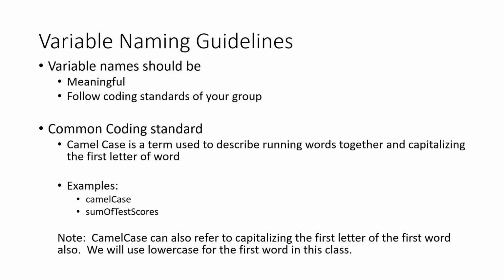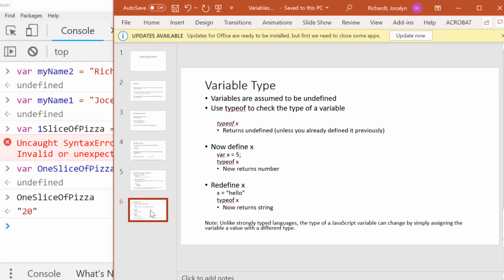For example, camel case here, it's 2 separate words, and so we capitalize the C of the second word. We can string together multiple words, and so here we have sum of test scores, and for every change of word, we capitalize: at of, we capitalize the O; at test, we capitalize T; at scores, we capitalize the S. And that makes it easier to read. And so in this class, I would like you to use camel case for all of your variable names.